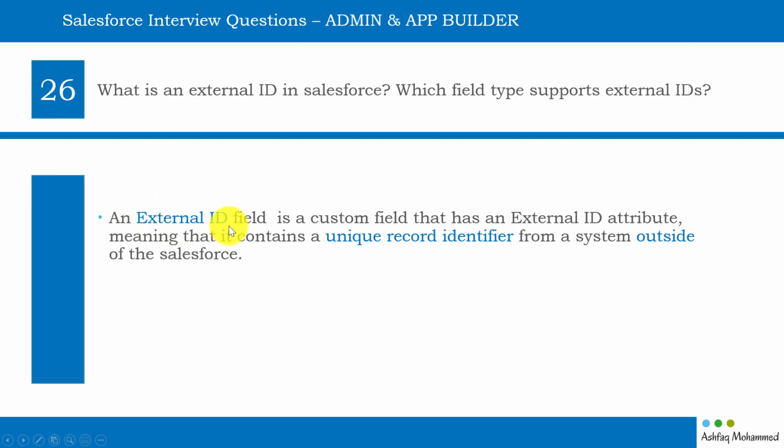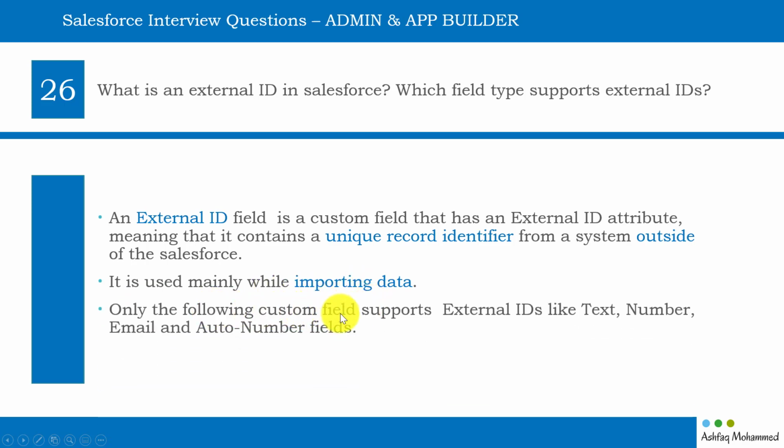By default, Salesforce has given this search option for the default Salesforce fields. But if you ever want to make any custom field searchable, then you should mark it as external ID as well. Okay, really important. It is used mainly while importing the data, as I said, and only the following field types are supported. External ID can support only text, number, email, and auto number fields. You cannot have a pick list and then mark it as external ID.